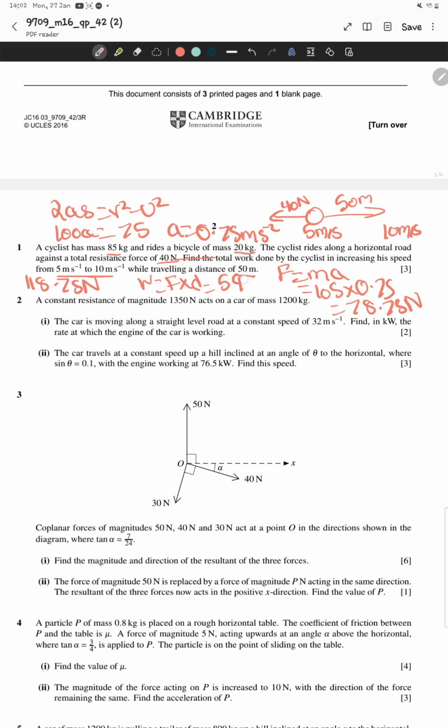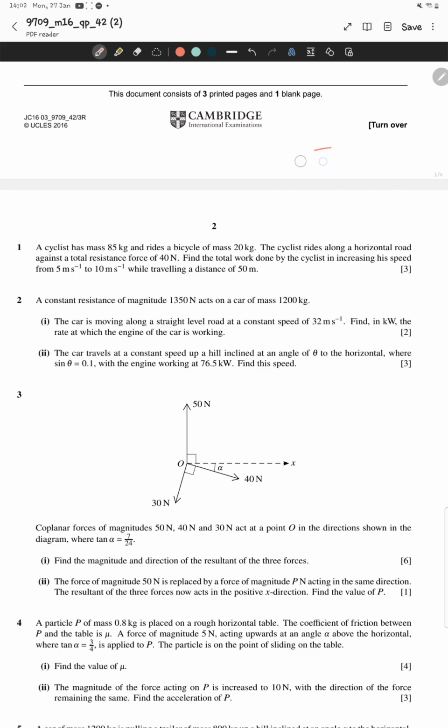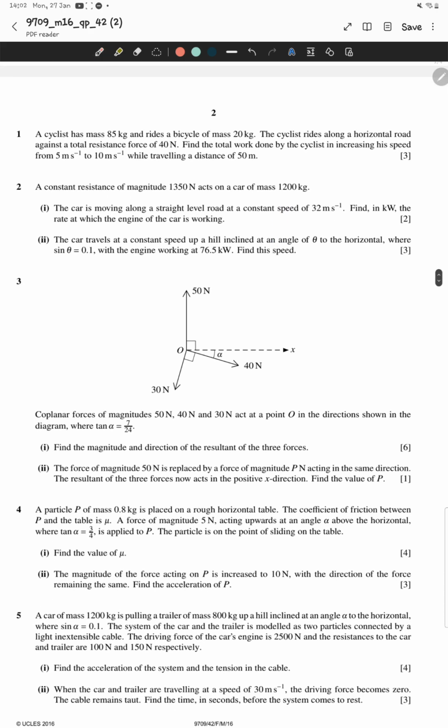And you get 5937.5 joules, or if you want to put it to three significant figures, it's just 5940 joules. All right. And then what else?